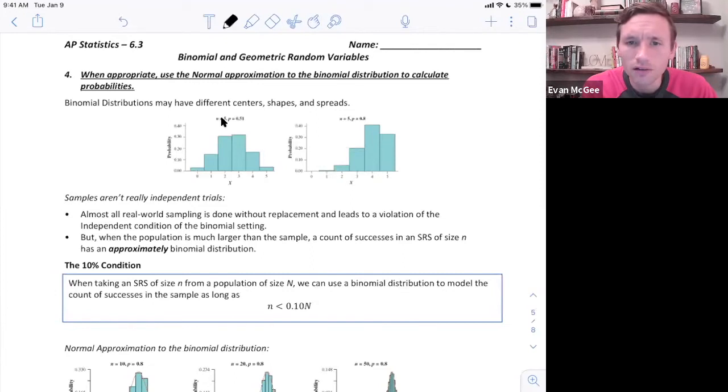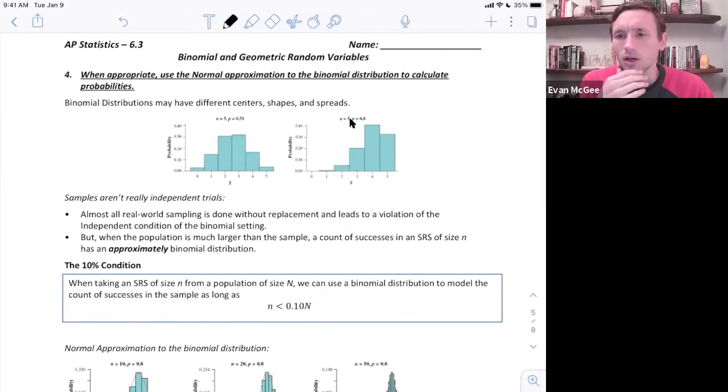If there are 5 trials and the probability of success is 0.51, you can see the distribution is roughly symmetric. If the probability of success increases, now it's 0.8, then we're going to have a higher number of successes, and so it looks more skewed to the left. So the shape depends on the number of trials and the probability of success. And binomial distributions can be all different shapes and sizes and have different centers and different spreads.